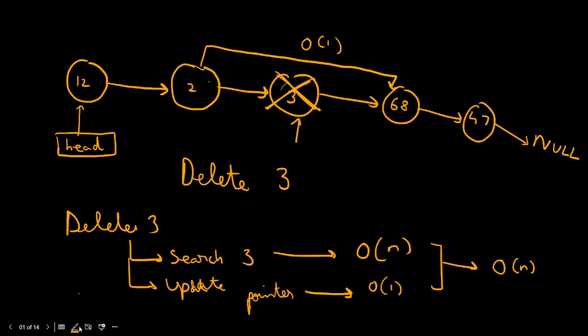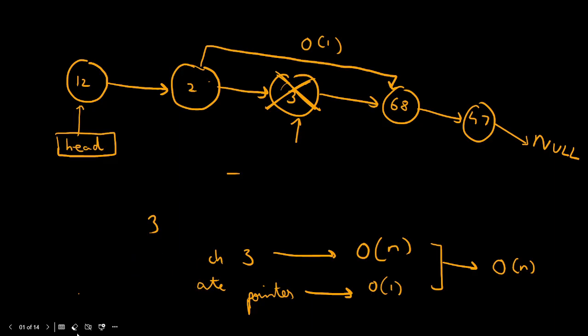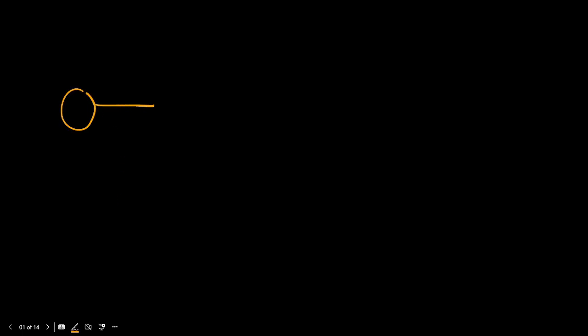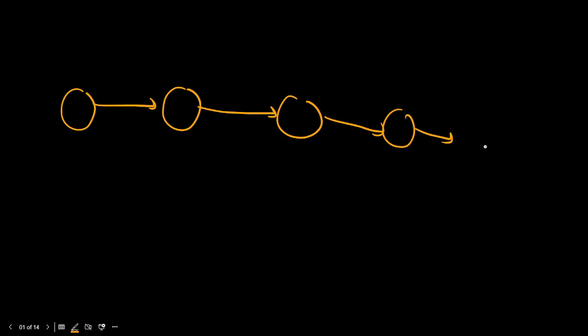Now similarly, in case of insertion also, we don't have to do much. Let me get rid of all this. Okay. Again, I'm making a list, filling it with random values. Null. 3, 1, 7, 9. So now my task is to insert the value 8 after 1.